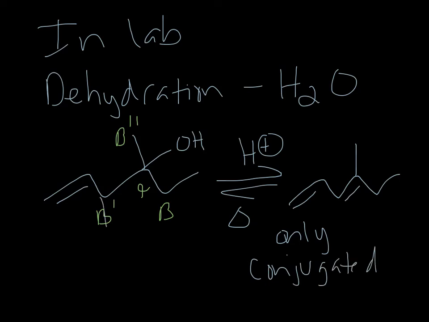What we see as our product is only the conjugated diene. So it would be, I'm going to draw this H over here, the removal of this H and this OH to give us a double bond, and we're familiar with the dehydration reaction mechanism, which proceeds to be either E1 or E2, depending on the substitution of the alcohol.